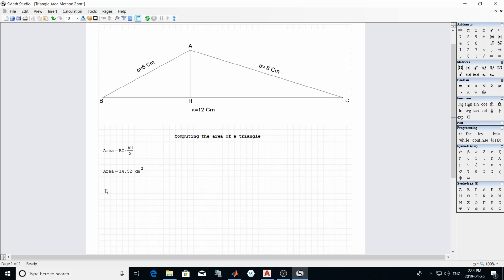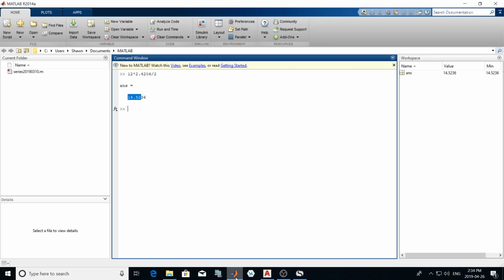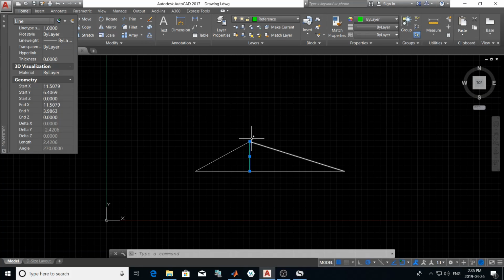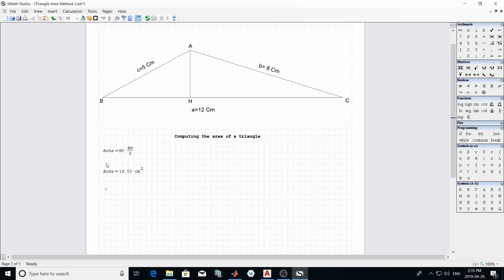If you have watched the other video tutorial, we found the area of the triangle using Heron's formula to be 14.52 centimeters squared correct to 2 decimal places. Now I didn't write down the height of the triangle here. The height of the triangle was 2.4206 centimeters. So I'm just going to write the height here. So the height of the triangle is equal to 2.4206 centimeters. And this concludes this video tutorial.